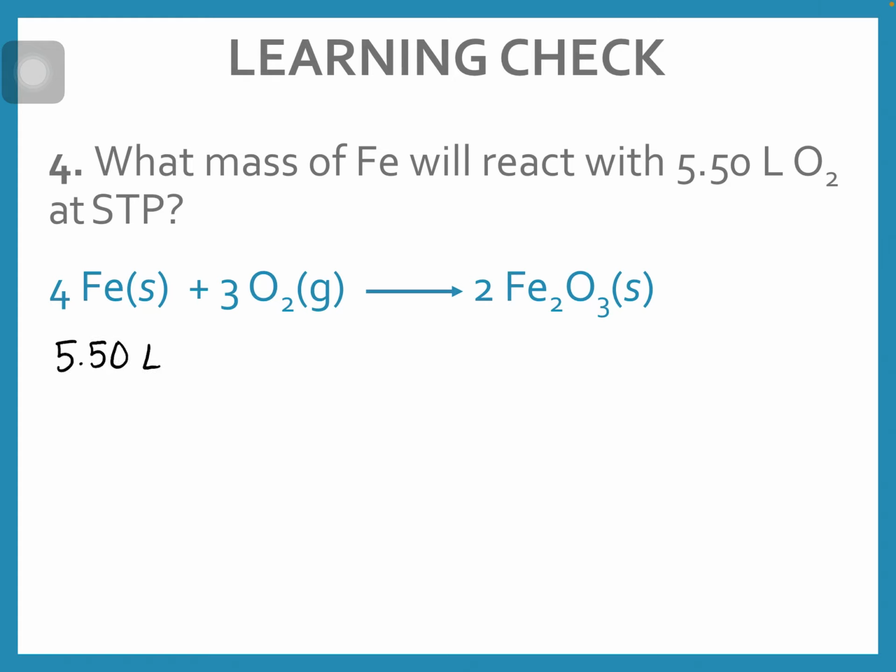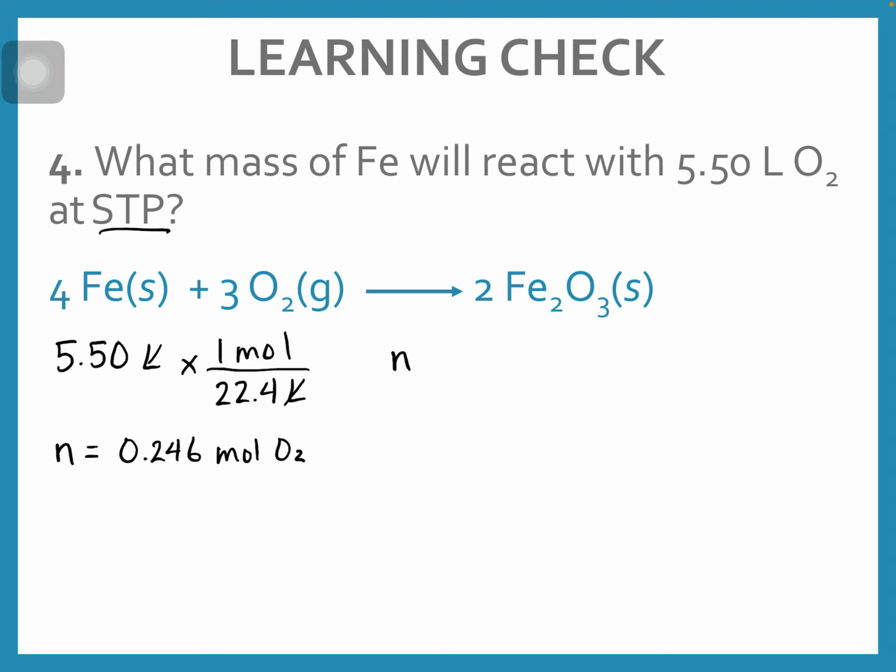So we need to figure out then how many moles 5.5 liters of oxygen is. So I'm going to multiply that by 1 mole for every 22.4 liters at STP. And that is going to give me 0.246 moles of oxygen. So now that I know how many moles of oxygen that is, I want to figure out how many moles of iron would react with that amount. So that's my unknown, my number of moles of iron for 0.246 moles of oxygen.